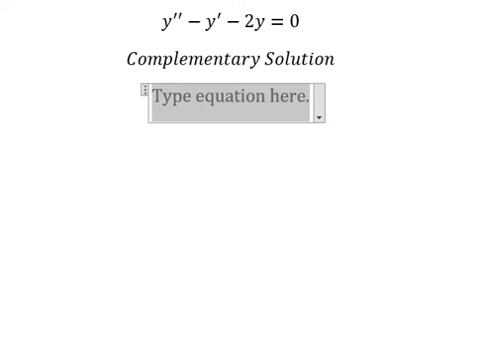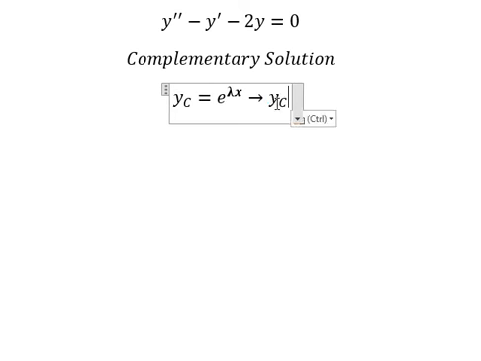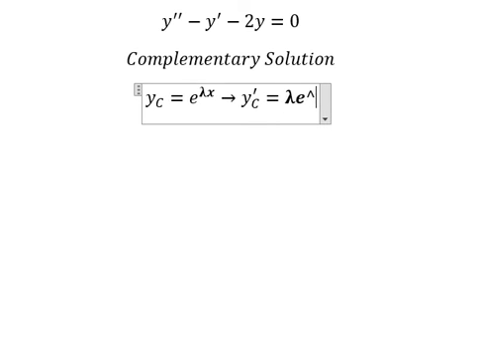So I will put yc equals e to the power of lambda s. Next, we need to do first the derivative of this one, and we have lambda e to the power of lambda s. Because if we do the first derivative of this one, we keep e to the power of lambda s. Then we do the first derivative of lambda s, and we get lambda.